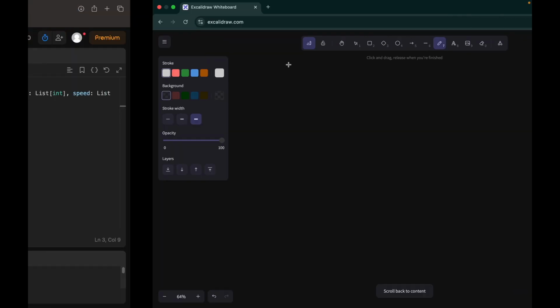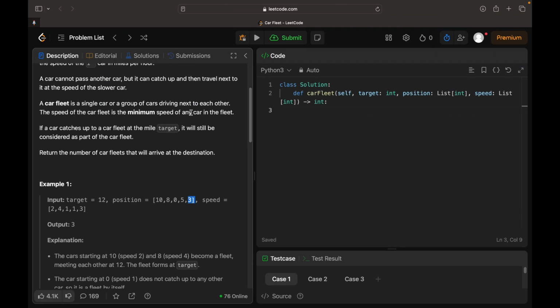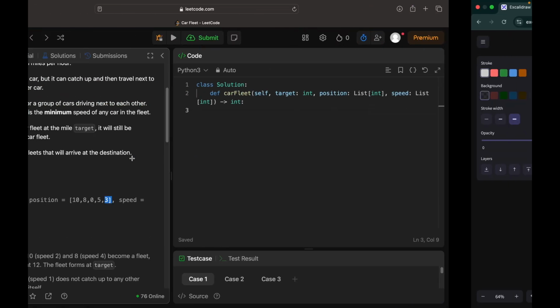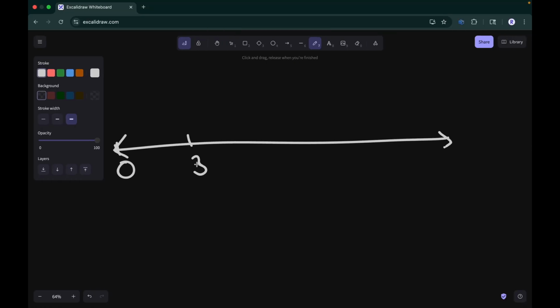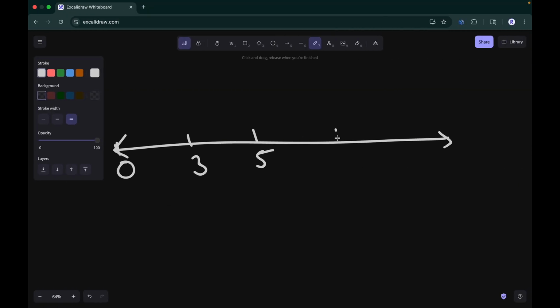Okay. That is a thing to keep in mind. Now, how do we move forward? I like to draw out the number line again. And on that number line, this is the position number line. So one car is starting at 0. Another car is starting at 3. Then another car at 5, then another car at 8, and then 10.